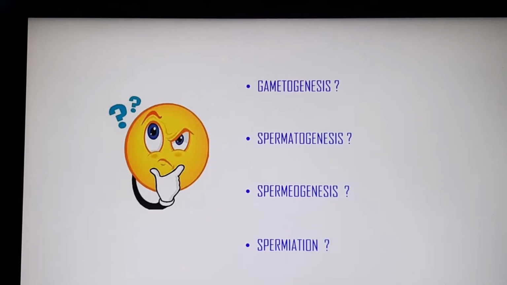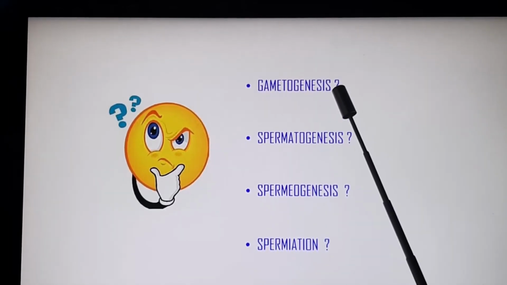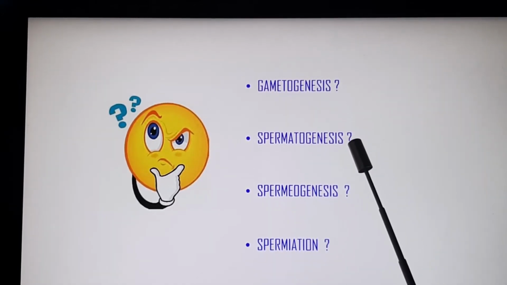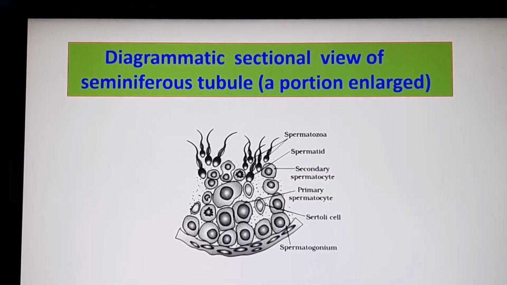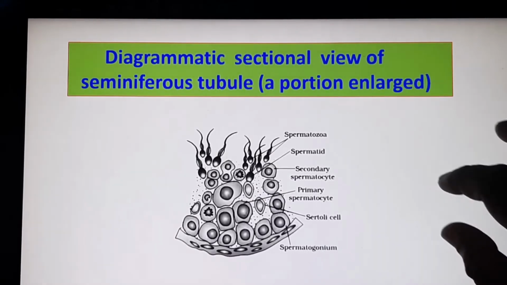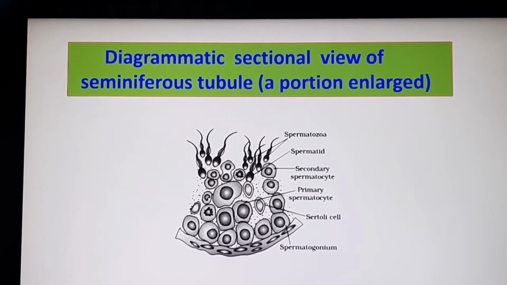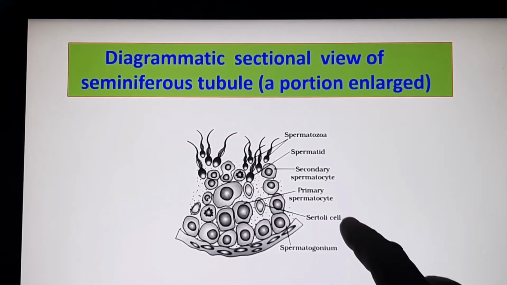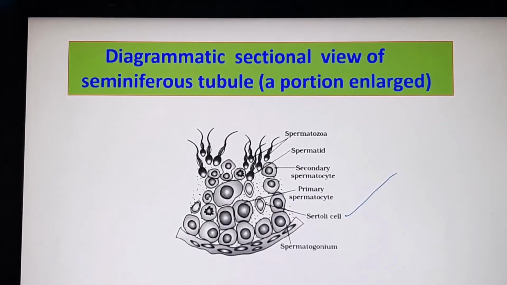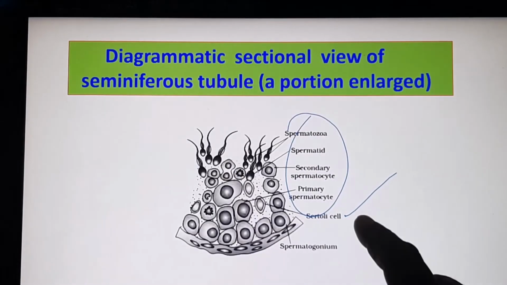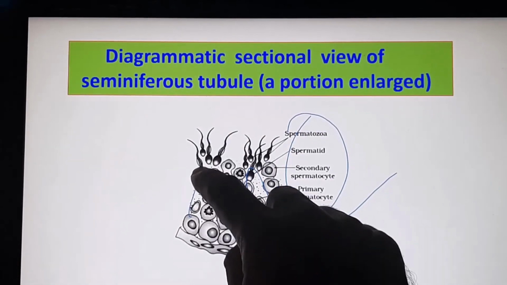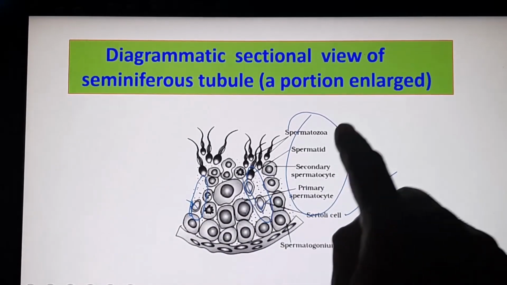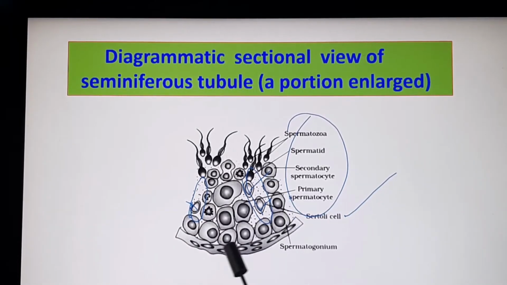Now let's see some of the terms that have been giving some confusion to you, that are gametogenesis, spermatogenesis, spermiogenesis and spermiation. Now let us see the diagrammatic sectional view of the seminiferous tubule. That means a portion of the seminiferous tubule is enlarged here. The seminiferous tubule consists of two types of cells, that are the Sertoli cells and the germ cells. You can see the Sertoli cells located this side, here is another Sertoli cell, and all these are germ cells.